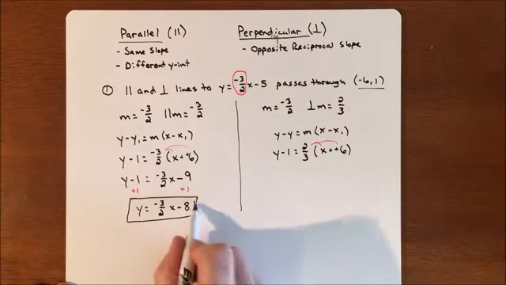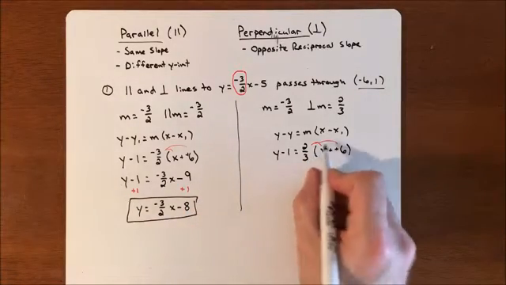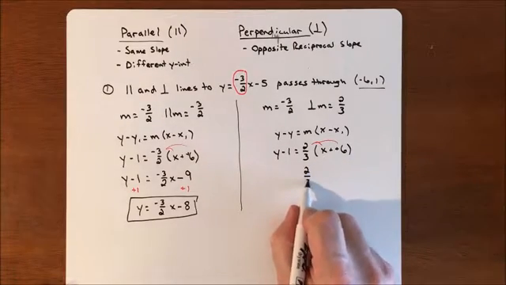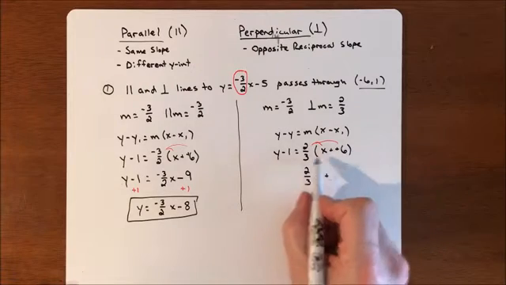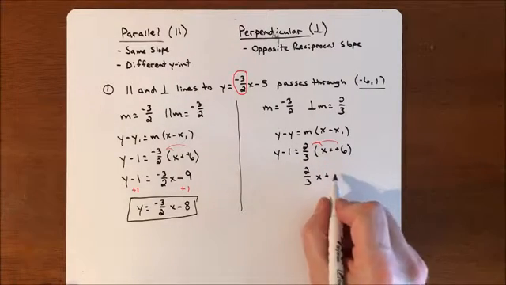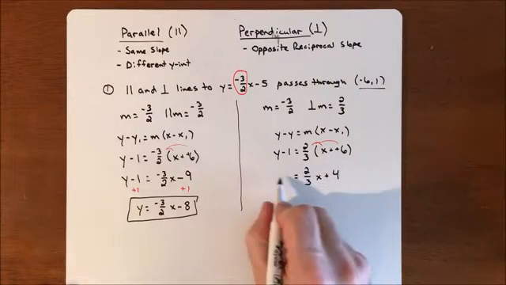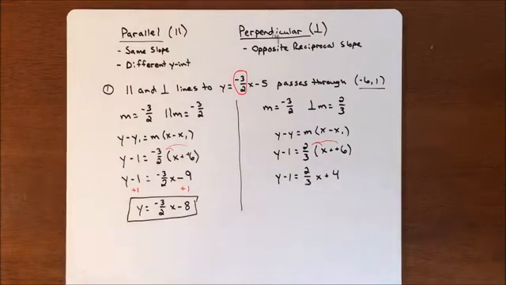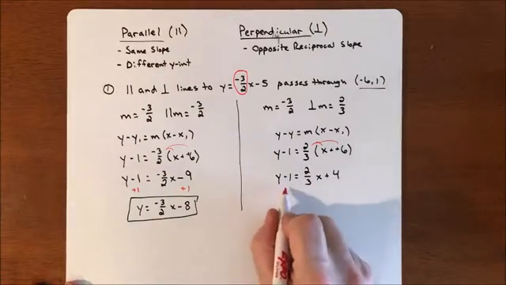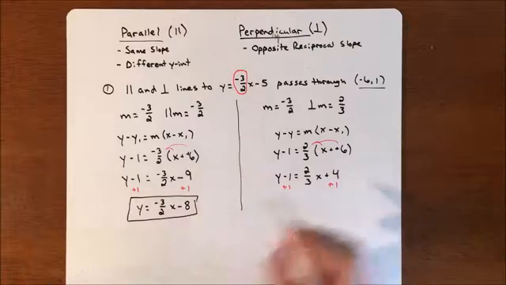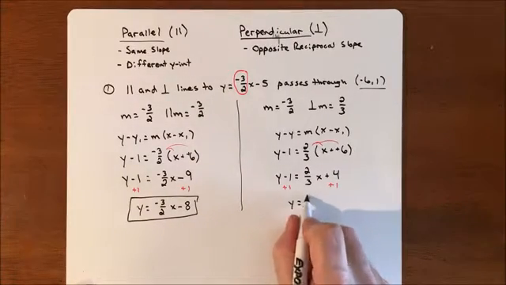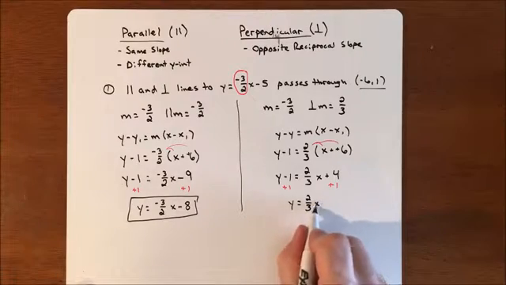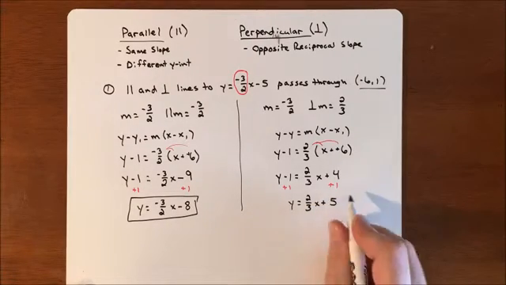And then we'll finish up our perpendicular. So same thing, we'll distribute. We're going to have a 2/3 x. Positive times positive is a positive. 6 divided by 3 is 2. Times 2 is 4. y minus 1. And then we will add our 1 over. So we're going to get y equal to 2/3 x plus 5.